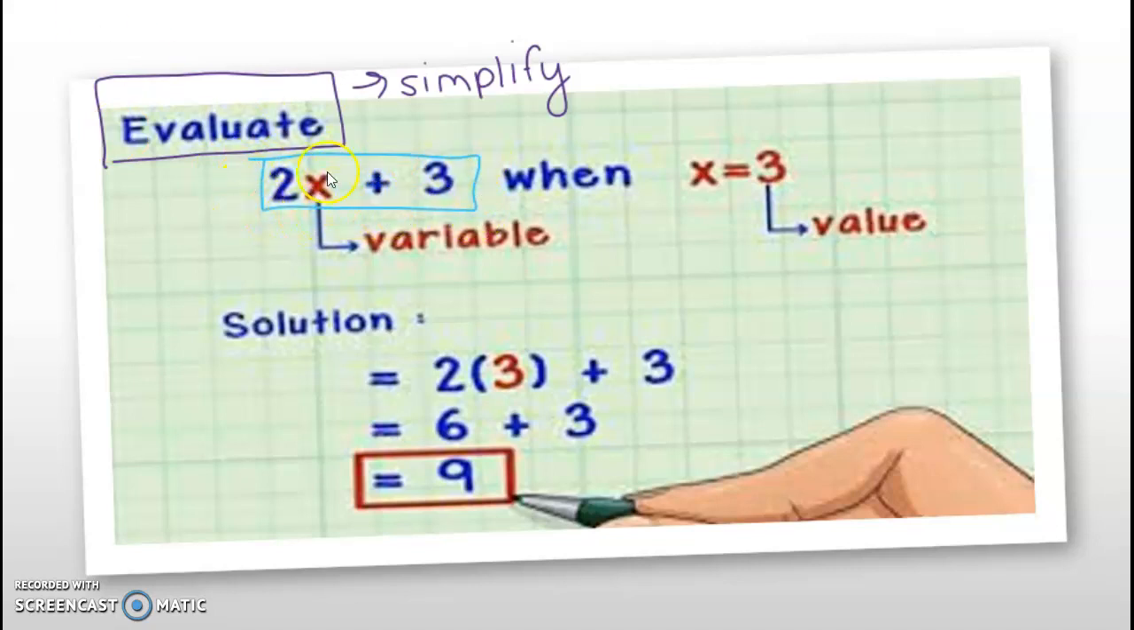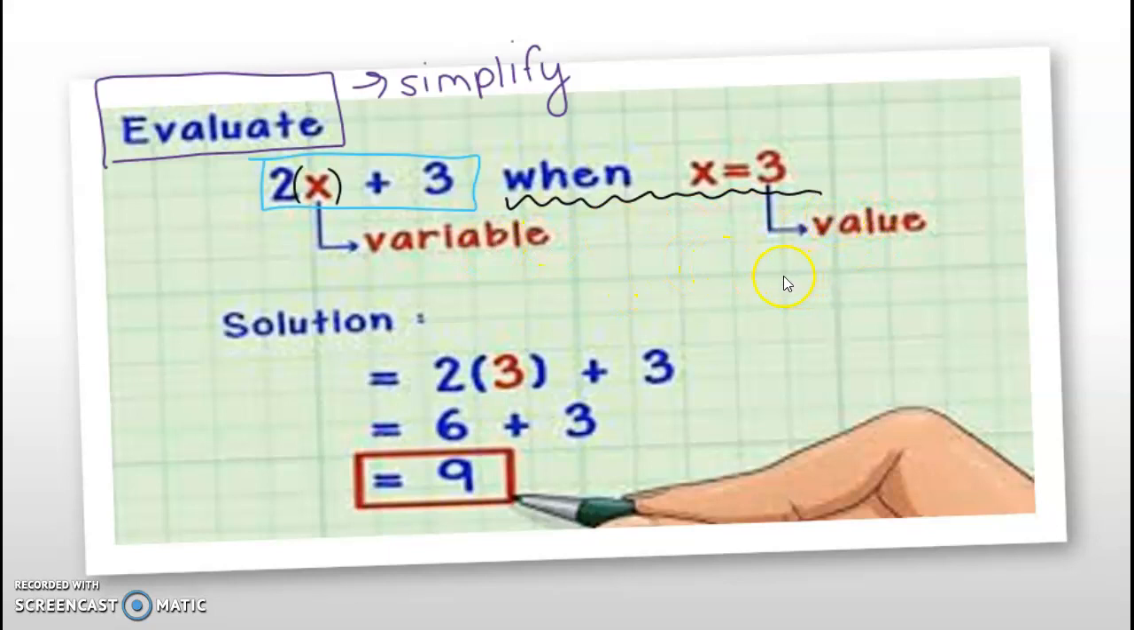Now, again, that variable is something we don't know. It's a number that we don't know. That's why it's called a variable. So this x, we're like, I don't know what it is. But what if I told you? What if it's 3? So for example, when x equals 3, I want to see what the answer would be.